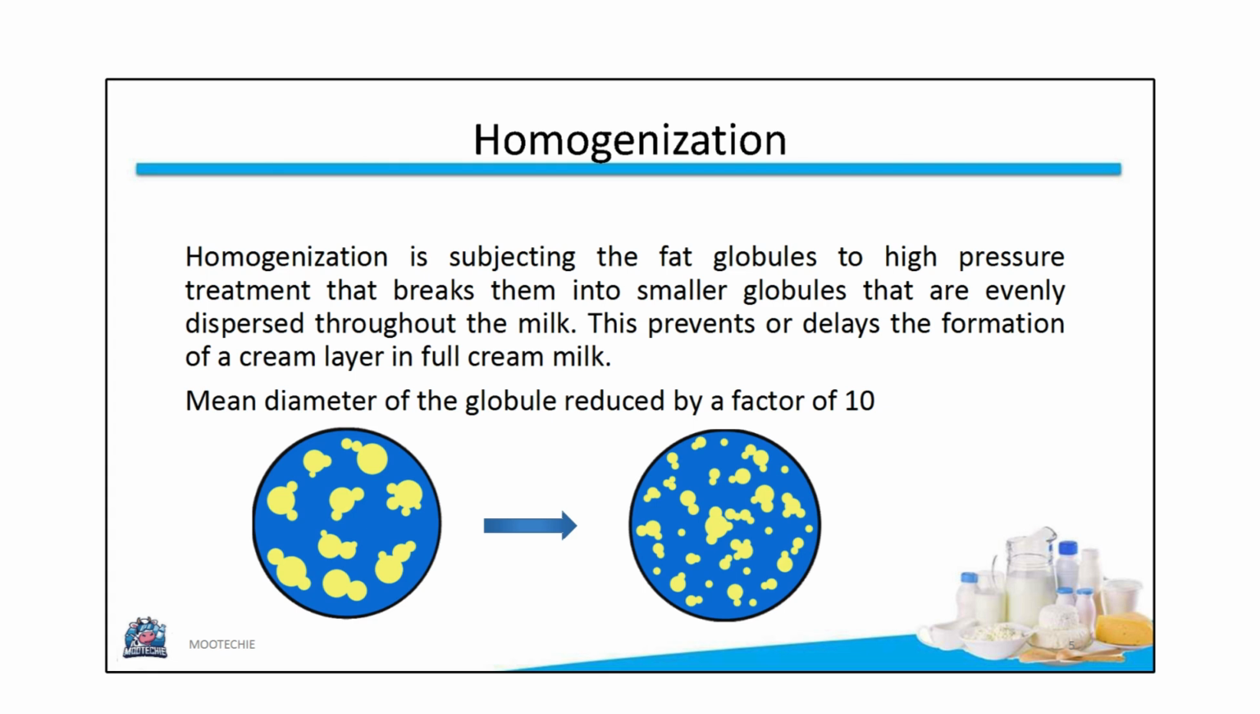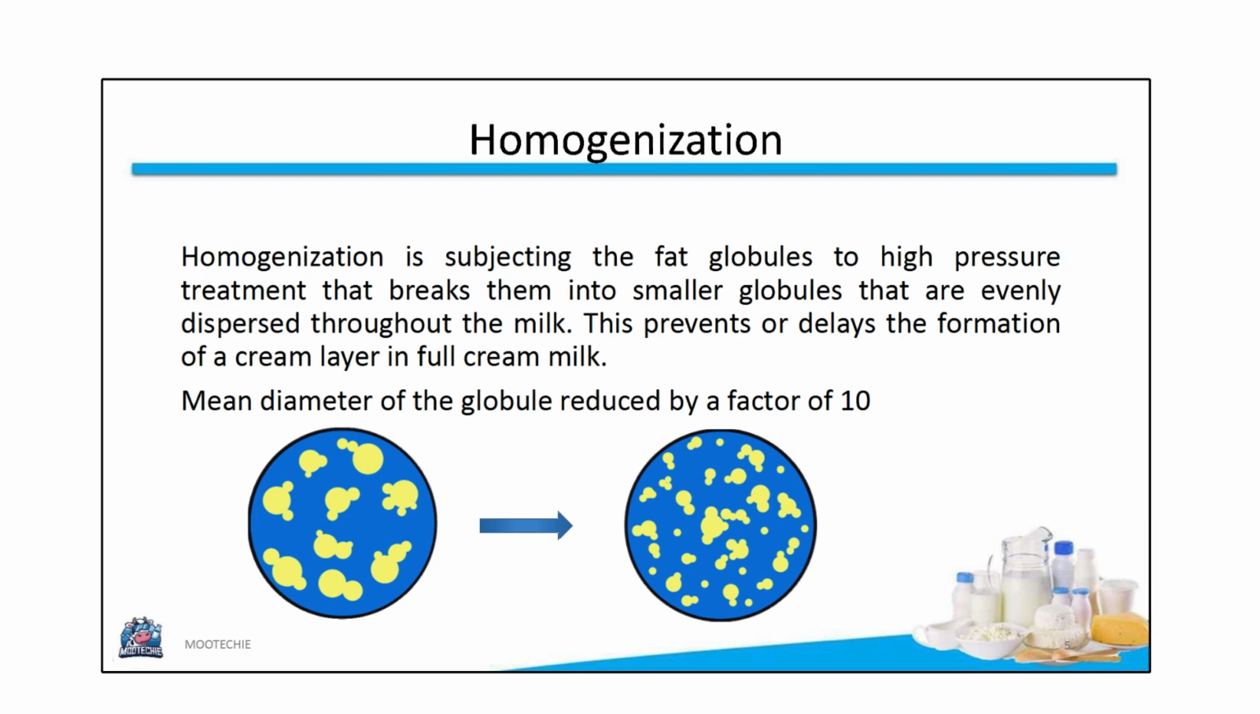Homogenization is the process of subjecting the fat globules in milk to a high-pressure treatment. This action breaks them into much smaller globules that are evenly dispersed throughout the milk. This prevents or significantly delays the formation of a cream layer in full cream milk. The mean diameter of the fat globule is reduced by a factor of about 10.